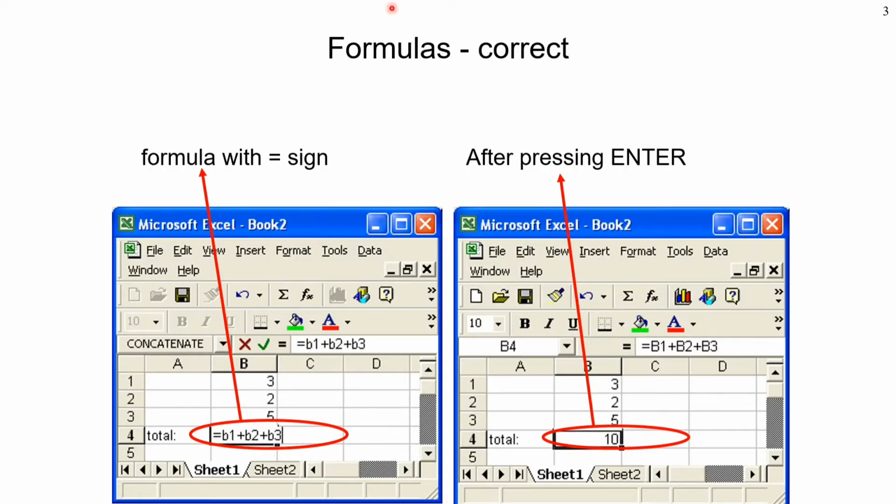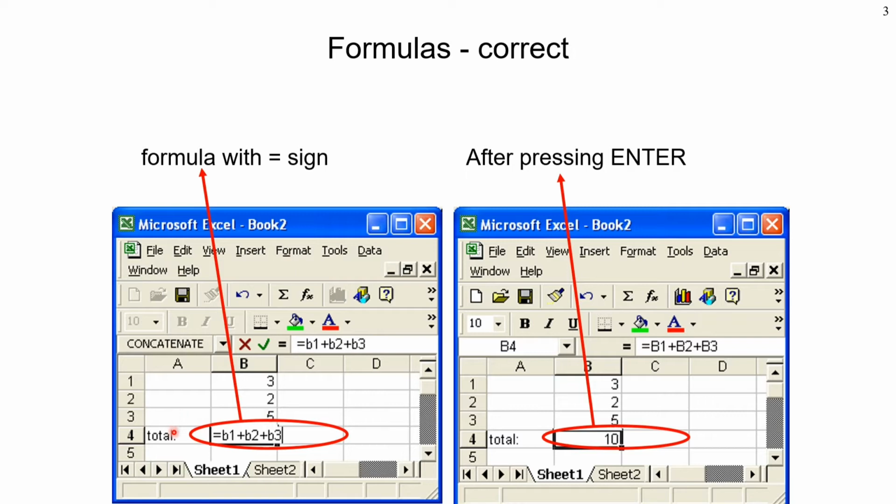Okay, in this slide, it shows how to write the correct formulas. Just like what I've said earlier, a formula must begin with an equal sign. So here, this is our formula bar. We're going to write the equal sign, and let's say for example, the value of B1, which is the cell address, is 3, then B2 is 2, then B3 is 5.